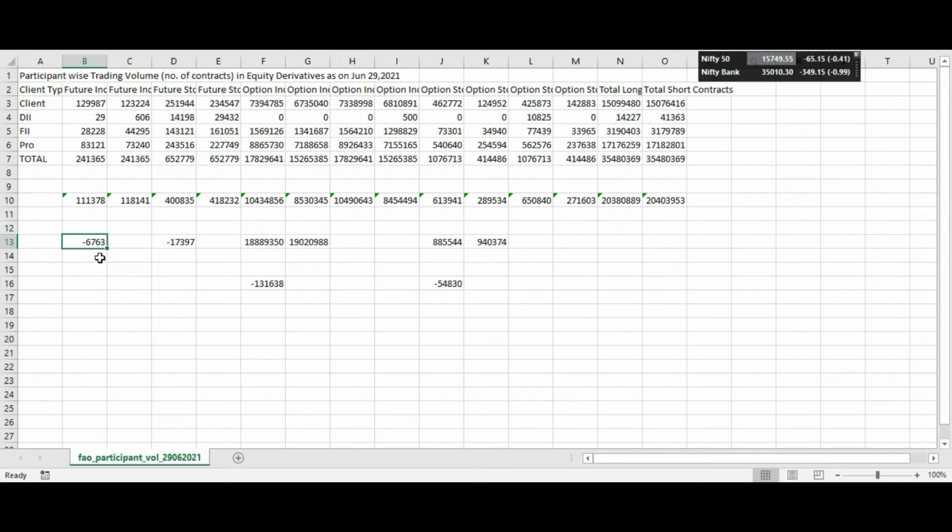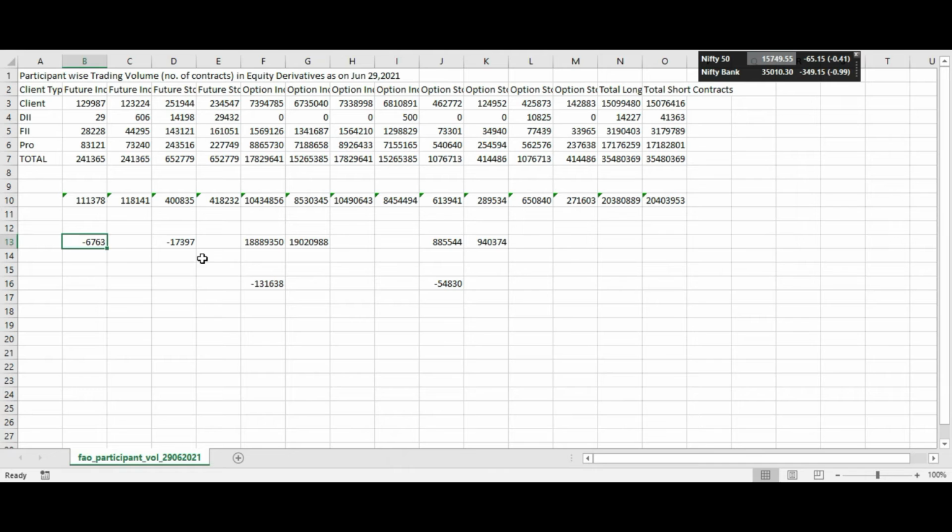So if you watch my videos of the last 3 days, we are always talking about shorts being added. Third consecutive day, we are talking about shorts being added. The trades were majorly concentrated on the short side, right? This is something really alert.